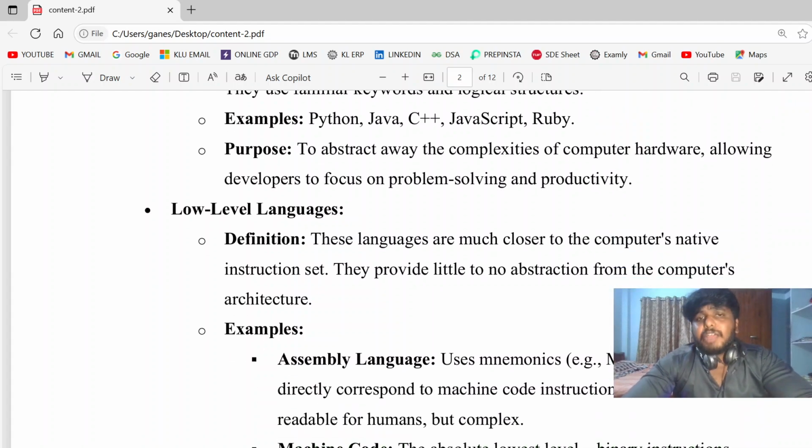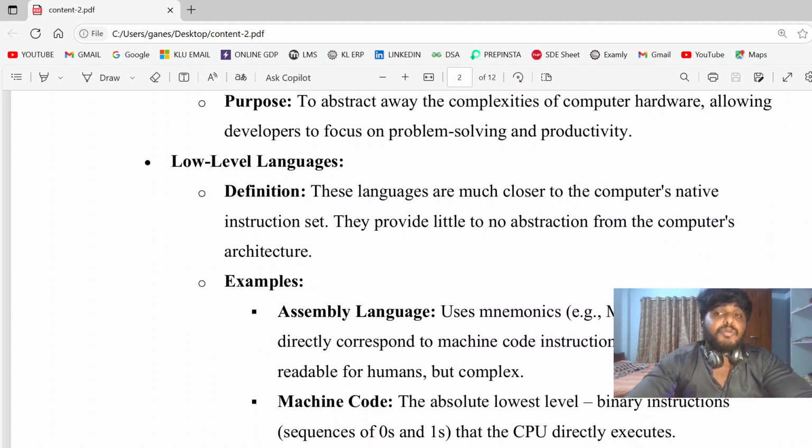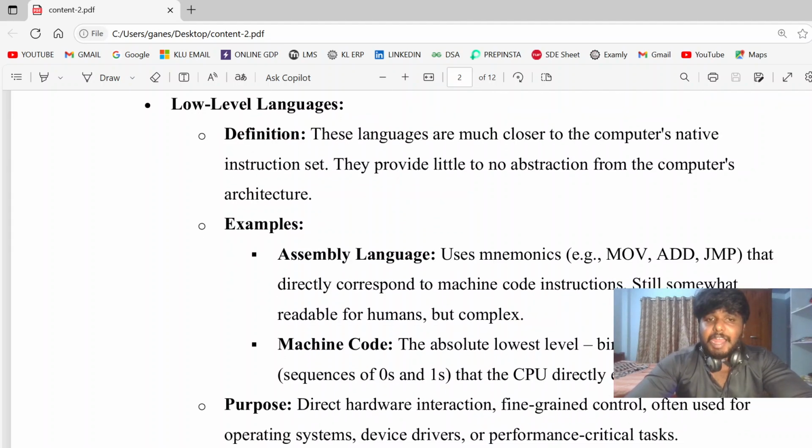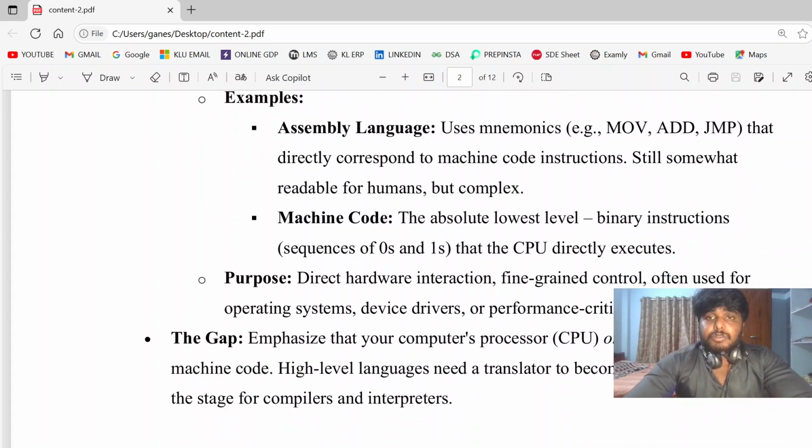So coming to the low level languages, these languages are much closer to the computer's native language, whereas high level languages are very relative to us. Low level languages are relative to the computer. They are very near to the computer's binary code. Those are assembly language and machine code. Absolutely. So this is not our current agenda, to speak more about low level languages.